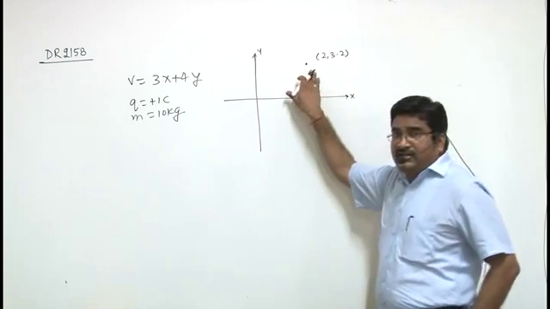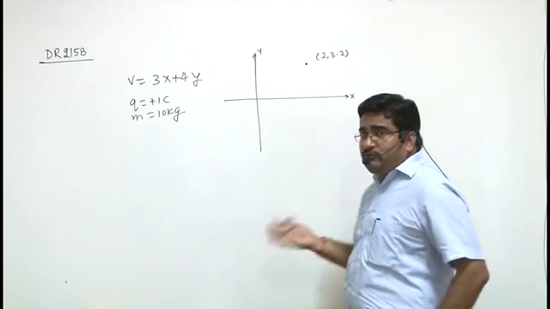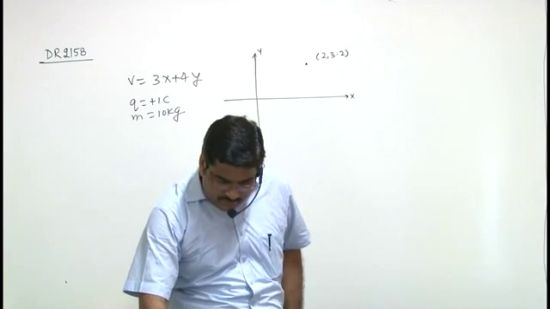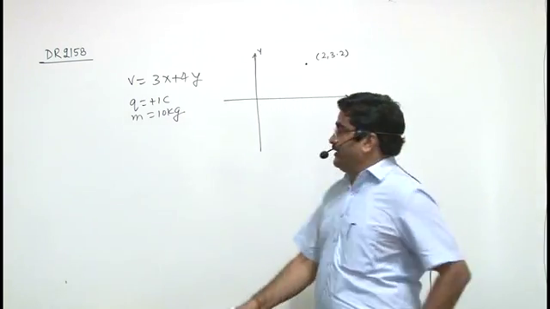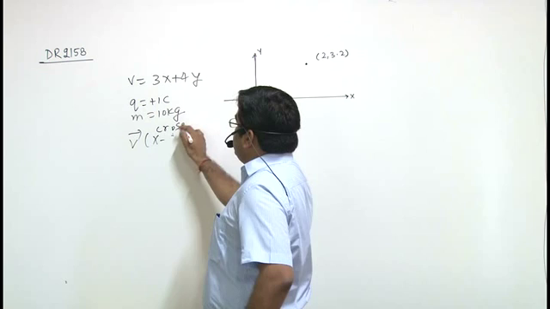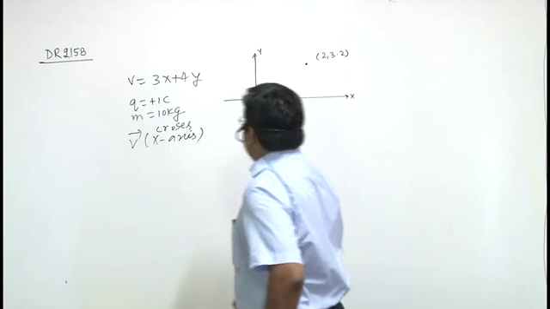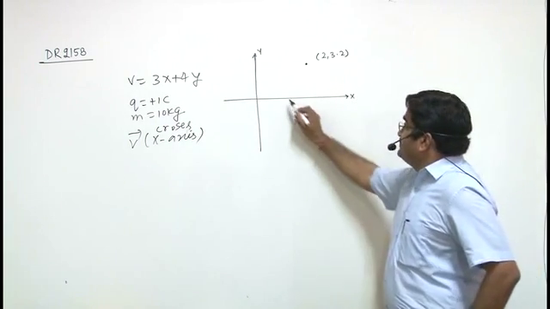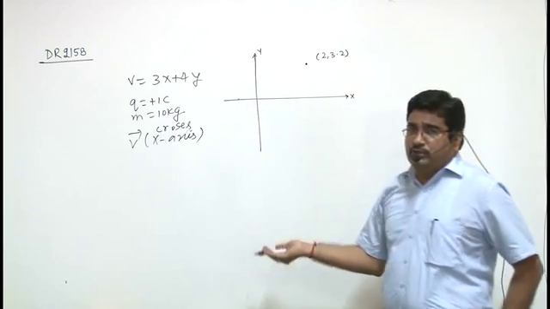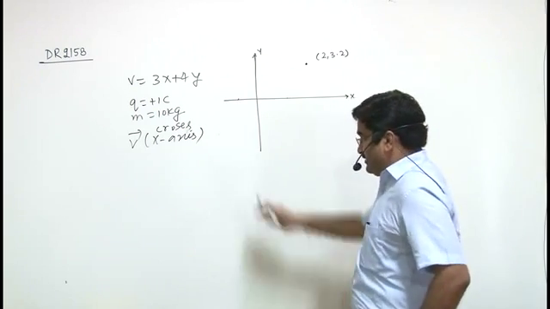So from here the particle will start moving under the influence of this potential. We have to find out what is the speed of the particle at the moment when it crosses the x-axis. Velocity we have to find out when it crosses the x-axis. So crossing the x-axis means its y coordinate will become 0. It may cross at this point, it may cross at that point, we don't know where it will cross. But suddenly its y coordinate will become 0 at that time.